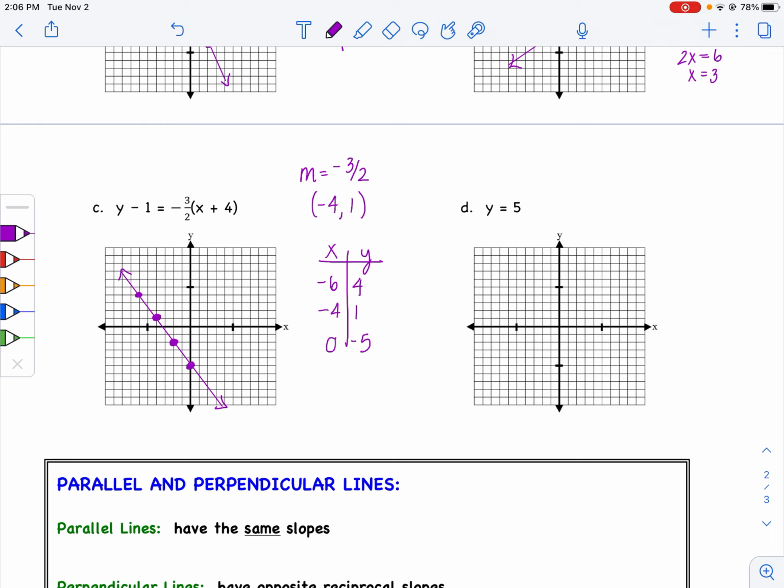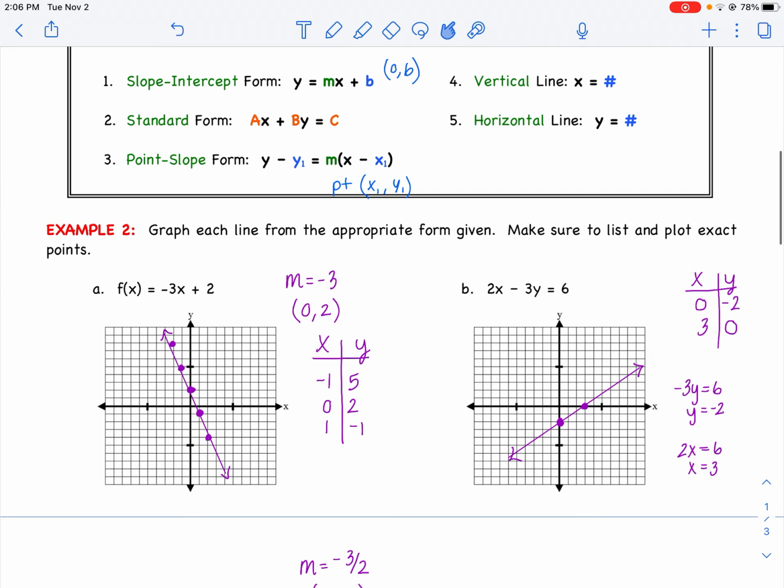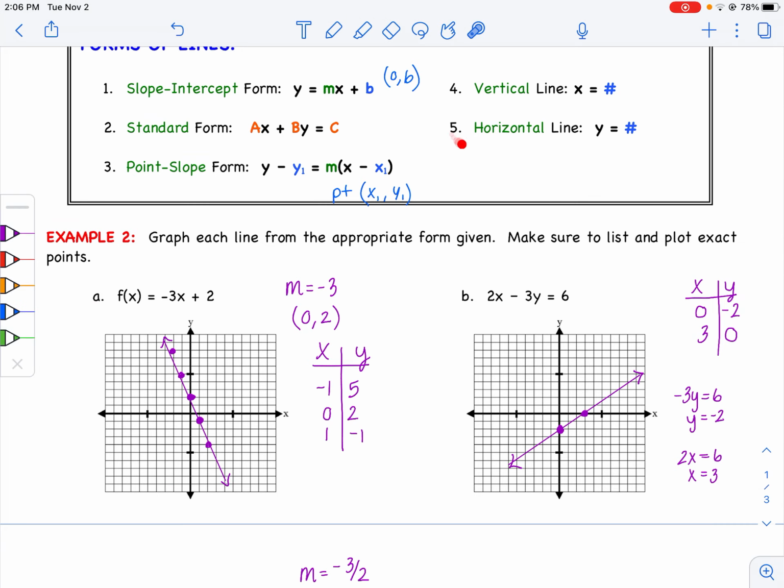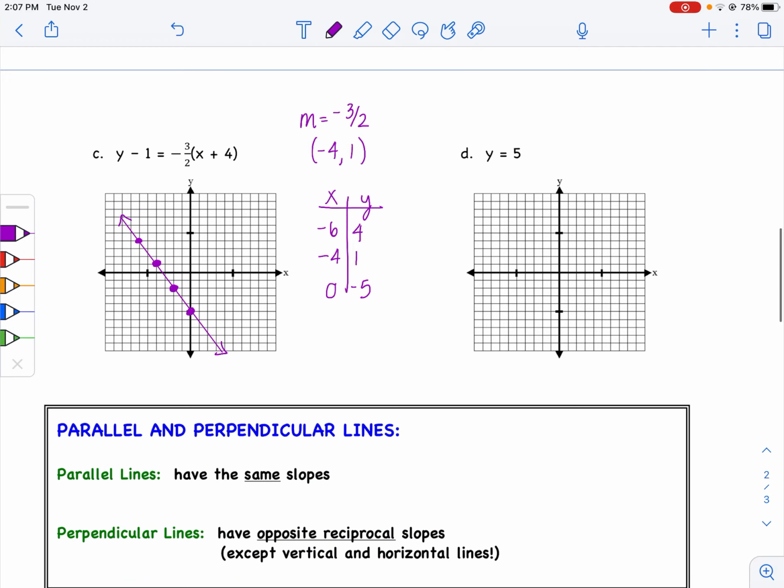Y equals 5. Well, okay, this is y equals. So if I think about y equals, that should be a horizontal line because I know the y value. Well, y equals 5, 1, 2, 3, 4, 5, would be this horizontal line right here. A couple points that are on it would be anything with a y value of 5. 0, 5, 1, 5, negative 1, 5. All of them have the same y value, hence the equation y equals 5.